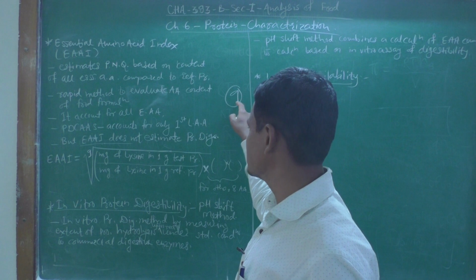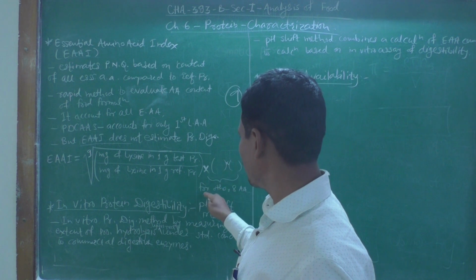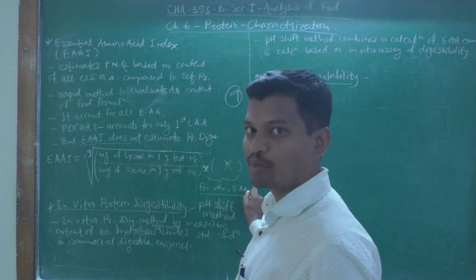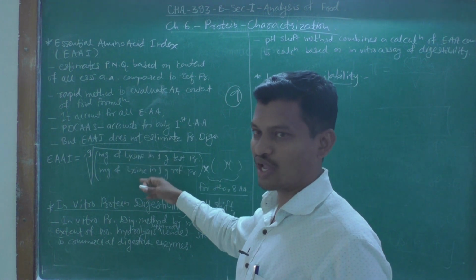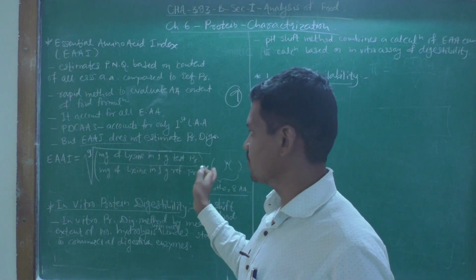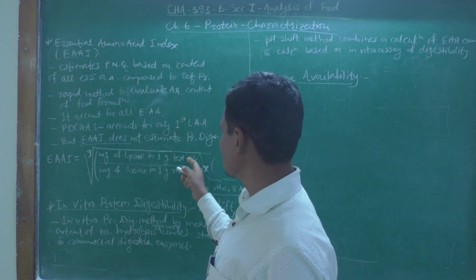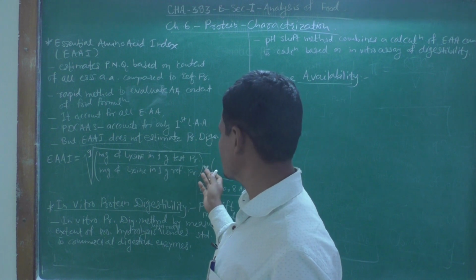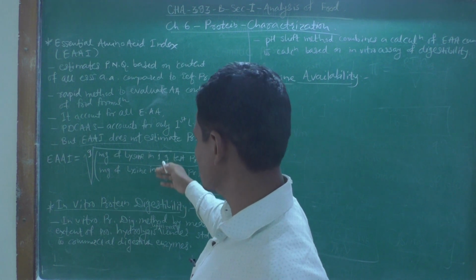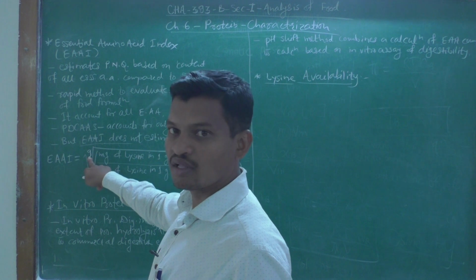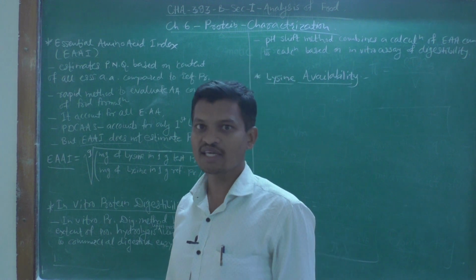There are 9 essential amino acids, so this ratio is for only 1 essential amino acid. We have to multiply this for the remaining 8 essential amino acids. Same ratio: milligram of tyrosine, milligram of tryptophan, milligram of valine, etc. So this is the ratio, and the multiplication of the ratios of all these 9 essential amino acids. Then the 9th root is taken, and that is known as the essential amino acid index, EAI.